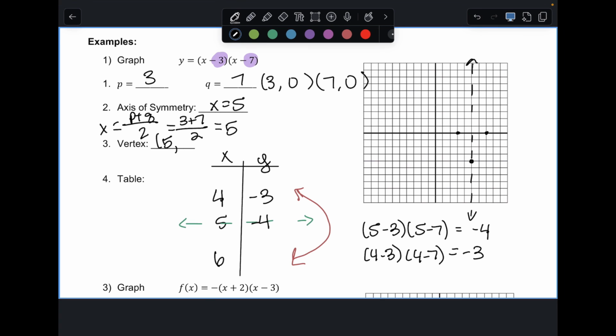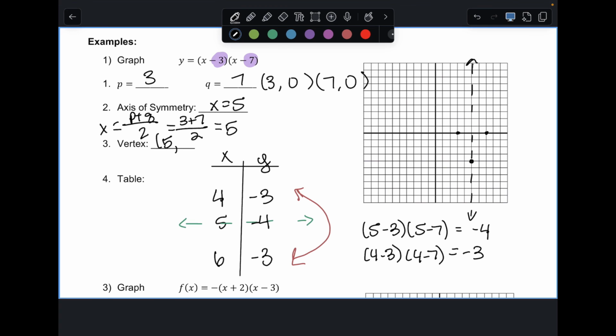Why did you do that? Why did I do what? Right here? I just plugged 4 in. I needed to find my y coordinate for this x coordinate of 4. I just plugged 4 into my equation. And since I have 4, negative 3, what else do I have? What other point? 6, negative 3.